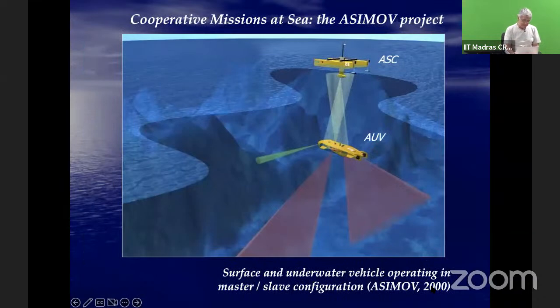So I already called you out. This was my first involvement in cooperative motion control. This was the Asimov project in 2000. It had to do with the cooperative behavior of an underwater vehicle and a surface vehicle in order to have fast communications. You can imagine a situation where this vehicle is doing something and the other vehicle has to stay on top at all times. So they have to synchronize and do some form of cooperation so that they keep establishing this communication link.